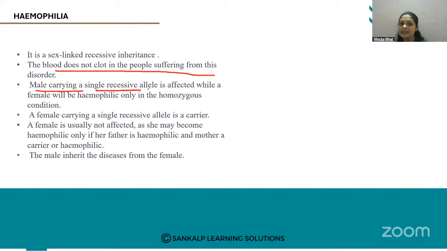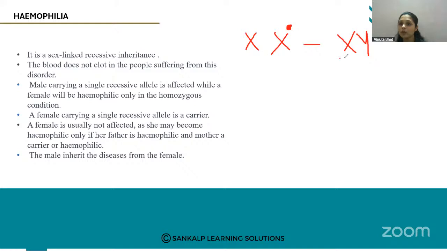A male carrying a single recessive allele is affected, while the female will be hemophilic only in the homozygous condition. Here in hemophilia, look, the genes which are present on the X chromosome, if one gene there is defective, hemophilia is caused. But in the case of a male, there is only one X chromosome. If that one X chromosome is defective, males are more affected. Males are more affected because there is only one X chromosome. If a gene on the X chromosome is defective, males are affected.